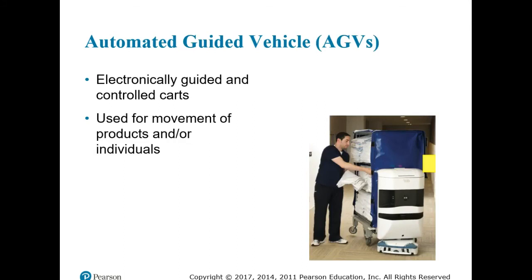And automated material handling can take the form of monorails, conveyors, robots, or automated guided vehicles. Automated guided vehicles, or AGVs, are electronically guided and controlled carts used in manufacturing and warehousing to move parts and equipment. They are also used in agriculture to distribute feed, in offices to move mail, and in hospitals and jails to deliver supplies and meals.